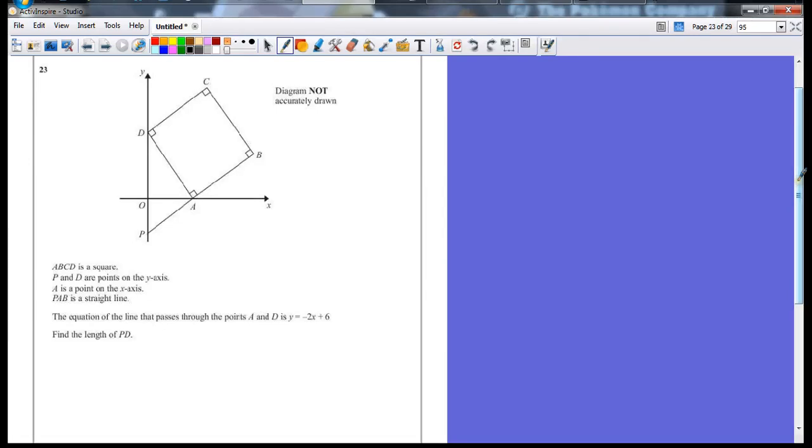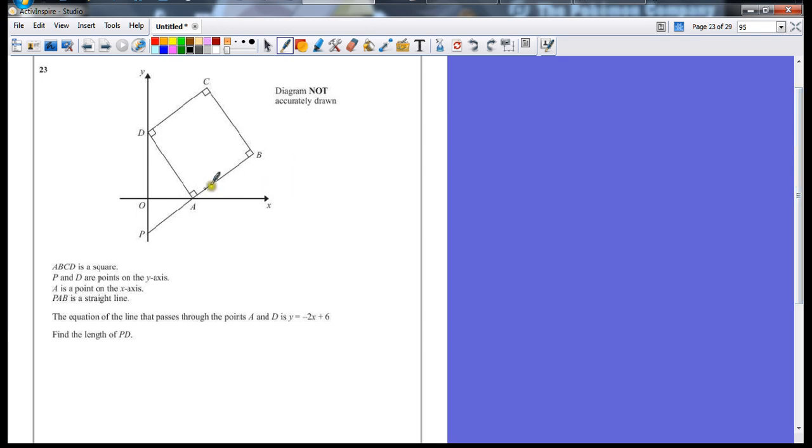Question 23. ABCD is a square, which is not accurately drawn. P and D are both points on the y-axis. A is a point on the x-axis. PAB is a straight line. The equation of the line that passes through points A and D is y equals minus 2x plus 6. Find the length of PD.